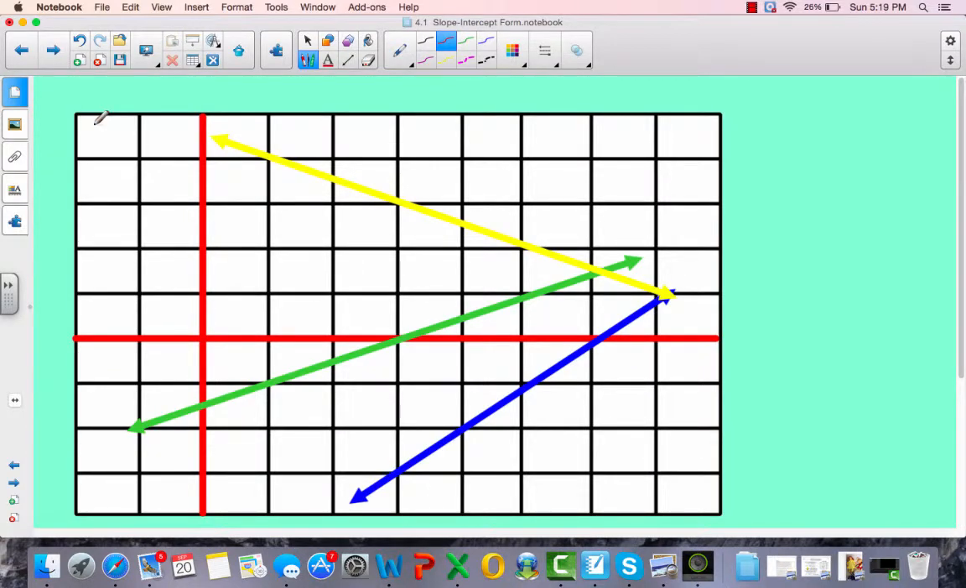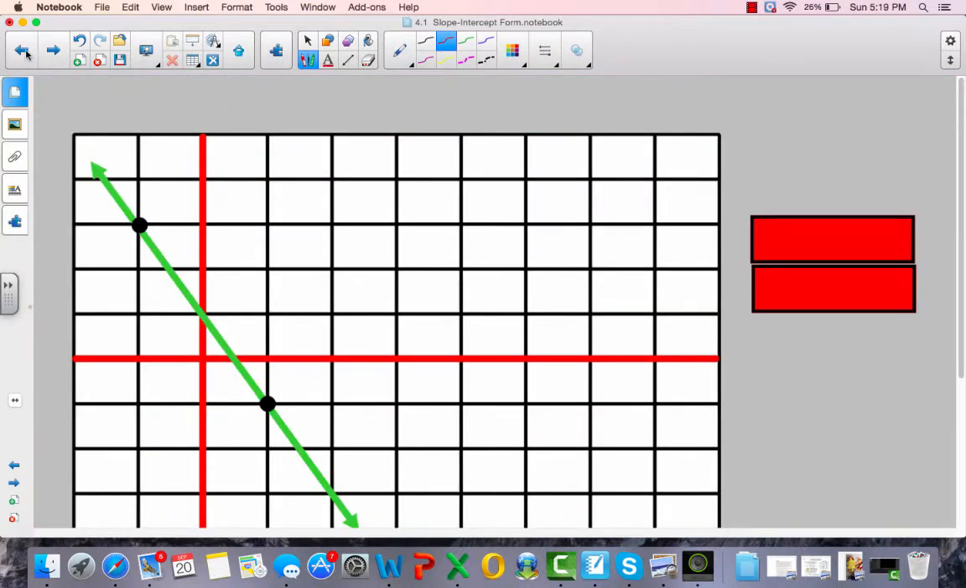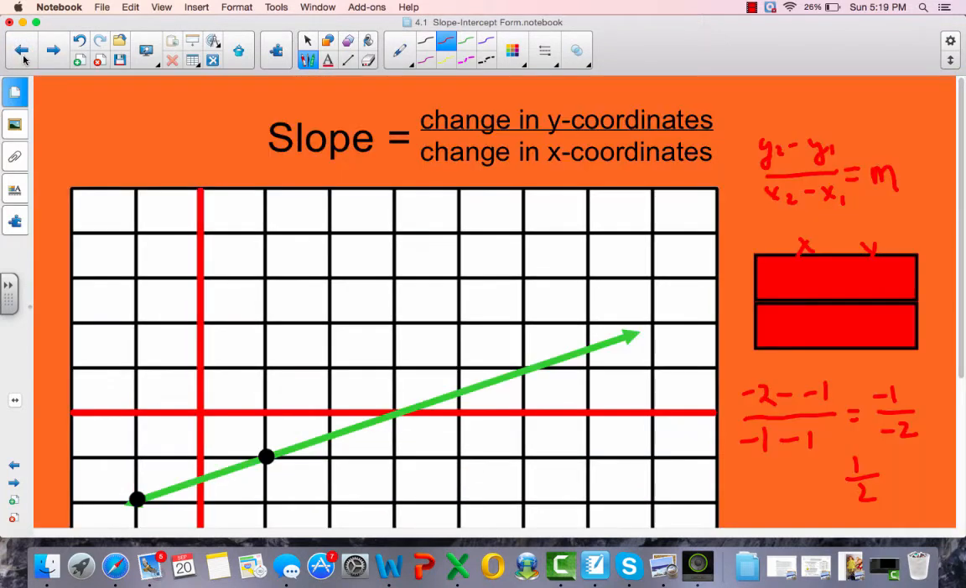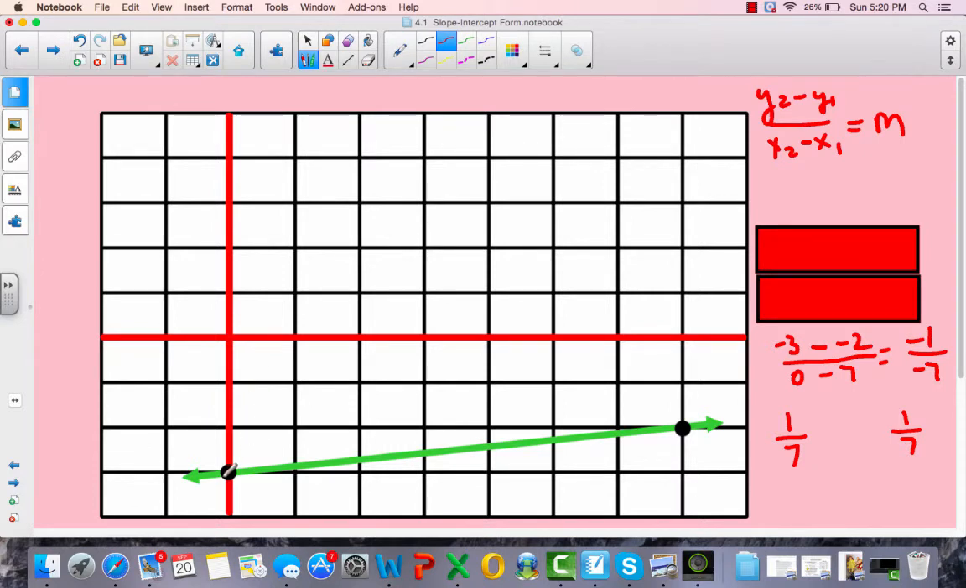Okay, now look at this. We did something just a second ago, and let's go back and look at it. The slope of this one was 1/2. It started low and went high, and it had a positive slope. This one, the slope was 1/7. It started low and went high, and it had a positive slope.